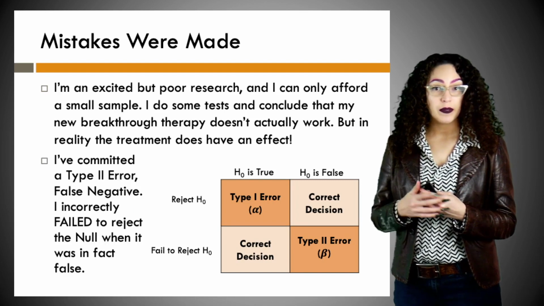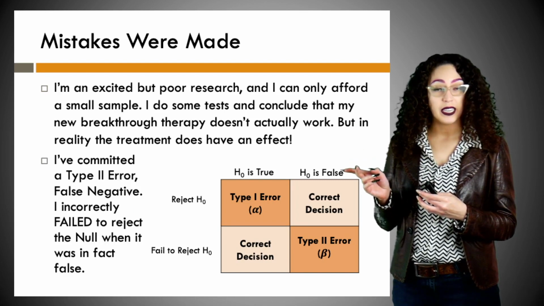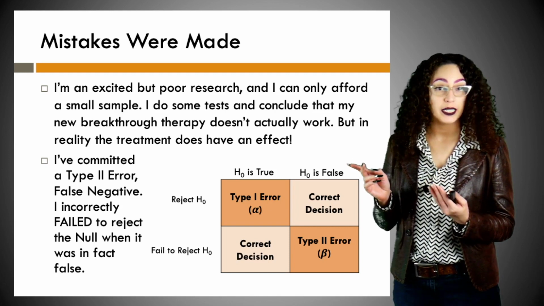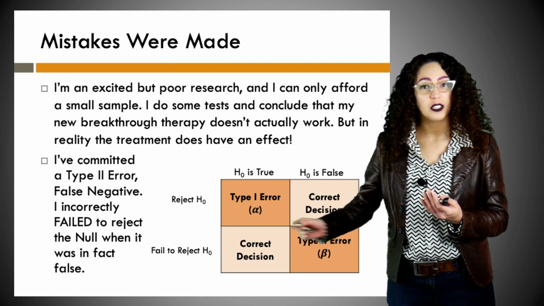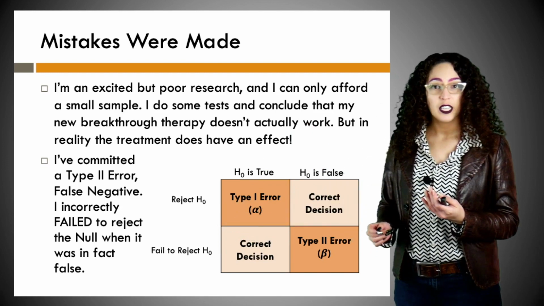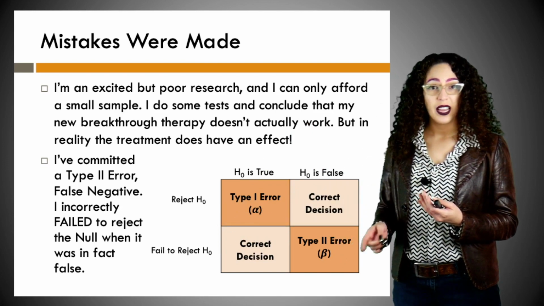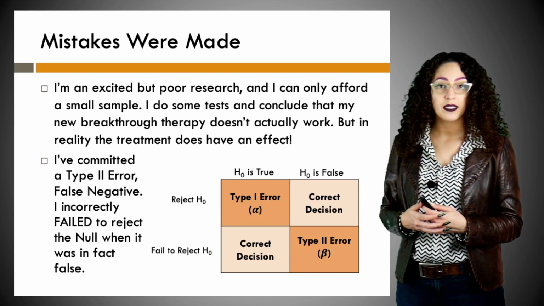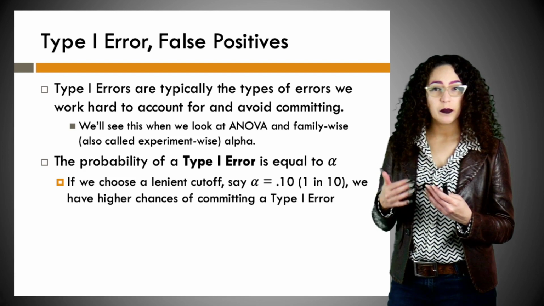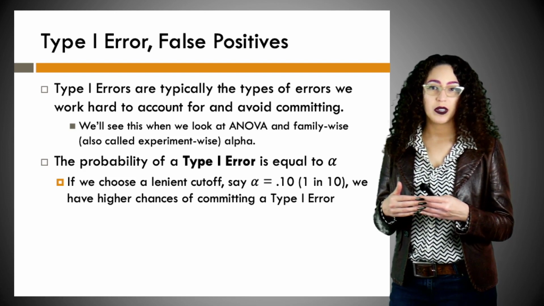Now in this example, the null hypothesis in reality is false, meaning that we should reject it. But for whatever reason, my statistical analysis failed to reject that null hypothesis. So I've committed a type 2 error, and in this case, I'm saying there's nothing there, when in reality there actually is.